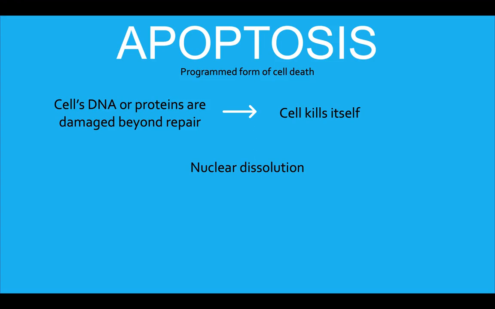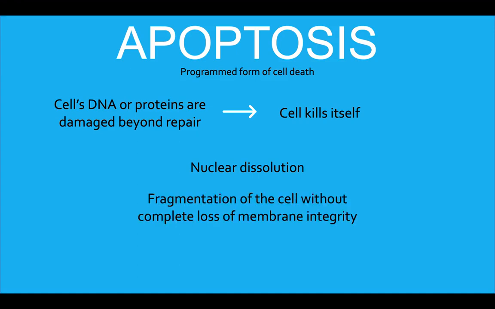Now, there's three main things that are going to happen. So number one, you're going to have nuclear dissolution. And then you're going to have fragmenting of the cell. And importantly, you're not going to completely lose that membrane integrity. This is key here. So the cell is fragmenting, but the membrane integrity is not completely lost. I would probably star that on here.